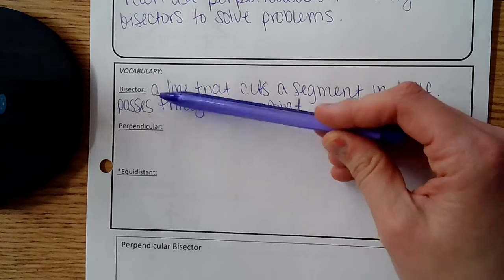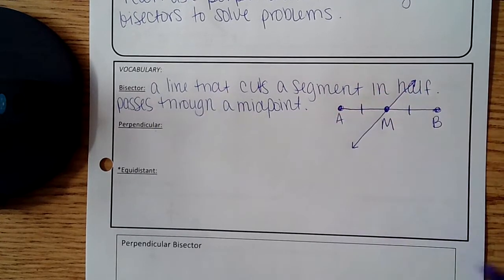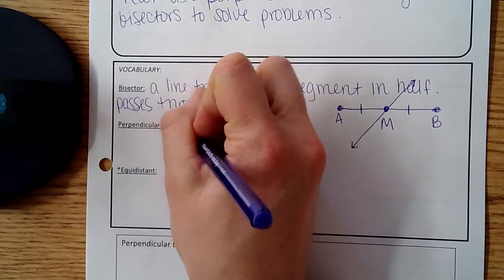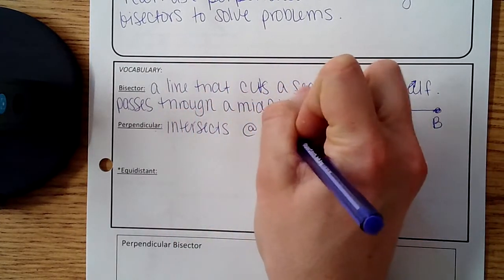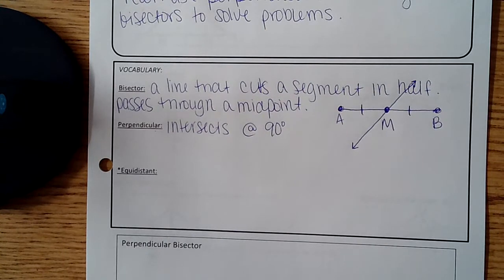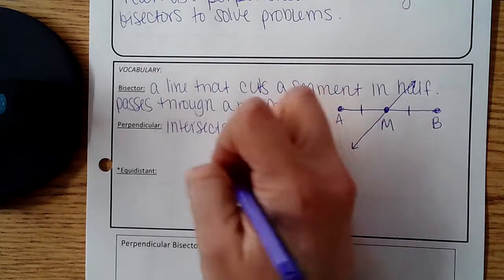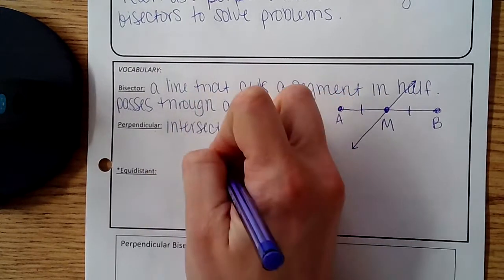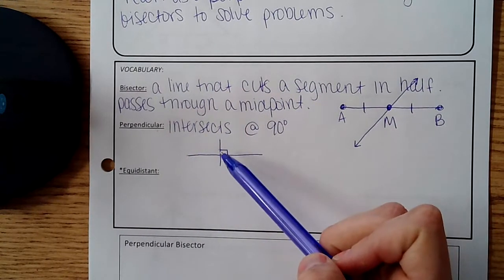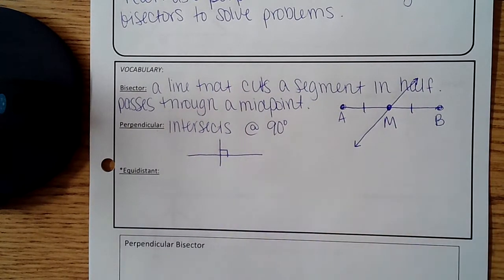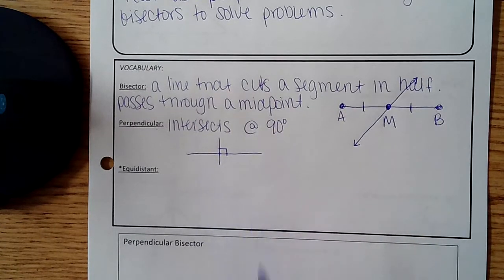Now, perpendicular, this should be a familiar word, is something that intersects, so we have a line that intersects at 90 degrees. Now we have a very specific way to show that. This little square there will tell us. We don't have to have the numbers 90, we just have to have that square.